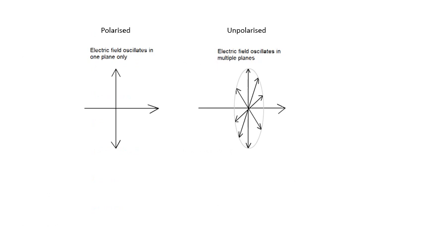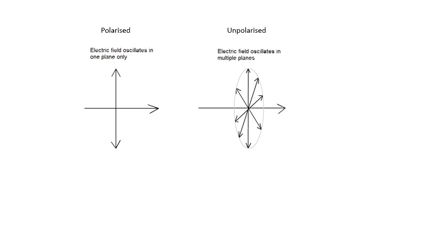This is important, polarized and unpolarized. Now, if the wave is polarized, so we're talking electromagnetic waves here. If an electromagnetic wave is polarized, then the electric field oscillates in one plane only. Could you learn that sentence? Write it down and learn it. Okay, it's very likely you'll have to regurgitate that. The electric field oscillates in one plane only.